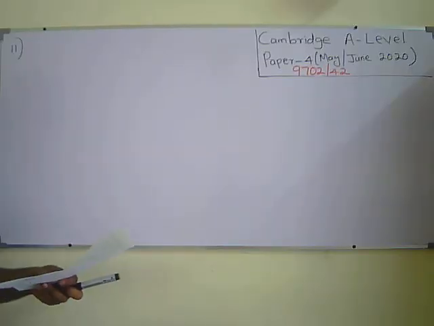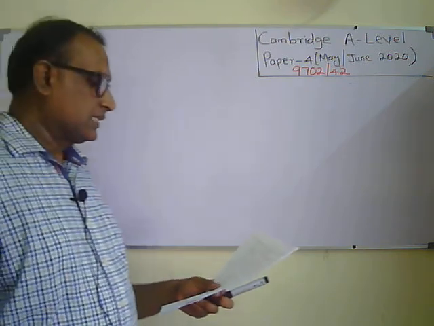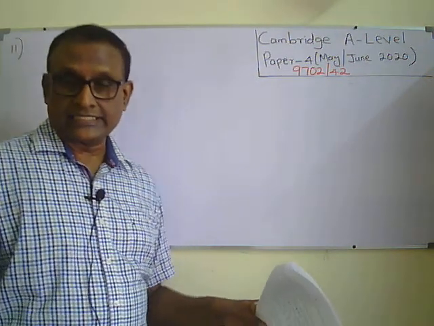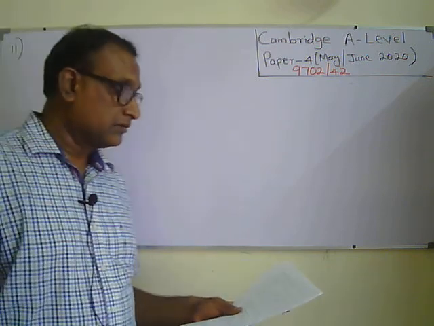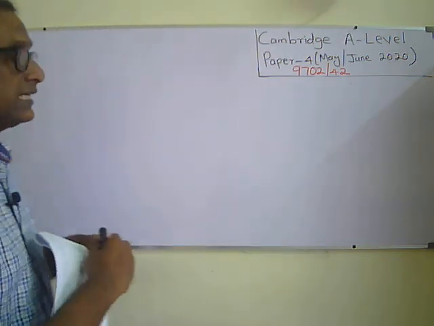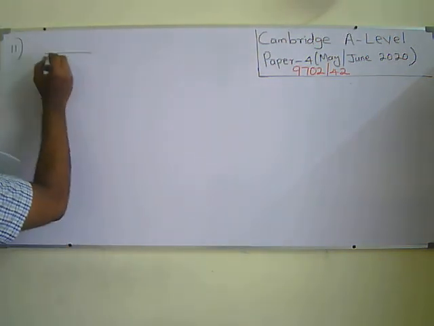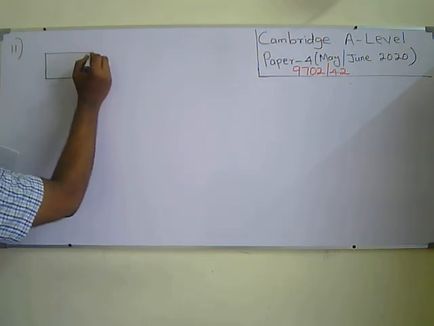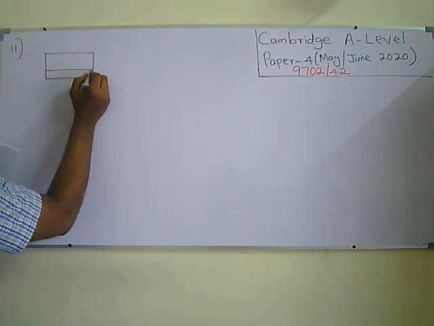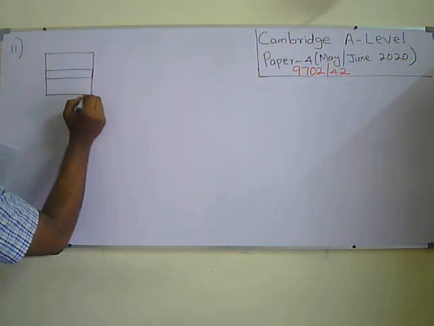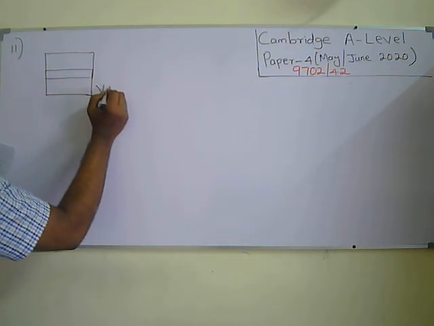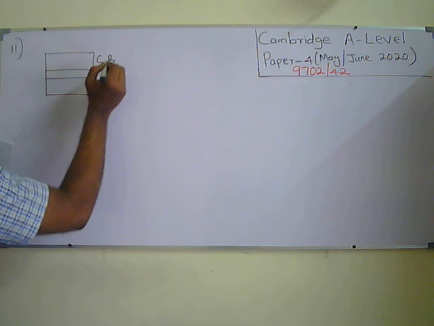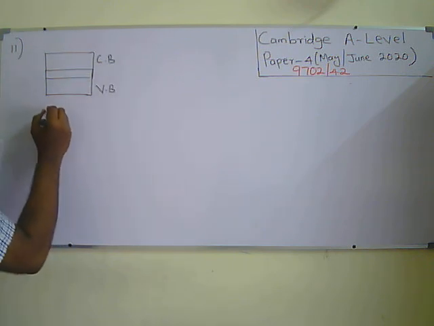Okay, question number 11. It's about the valence band, conduction band, and forbidden gap. So when you consider conductors, the valence band and conduction band partially overlap. They overlap. Okay, this is the valence band, and this is the conduction band. This is for conductors or metals, right?